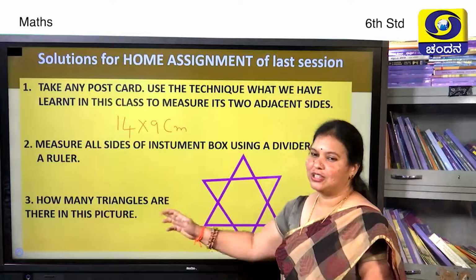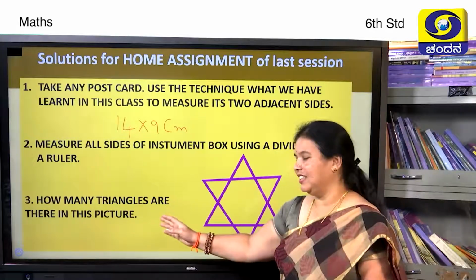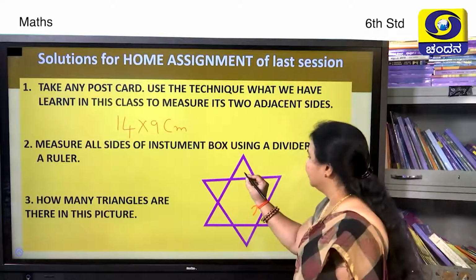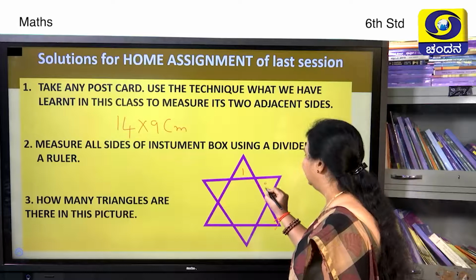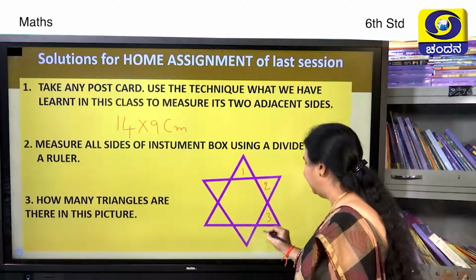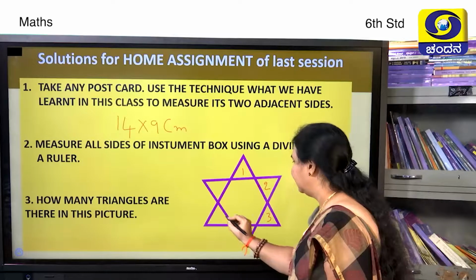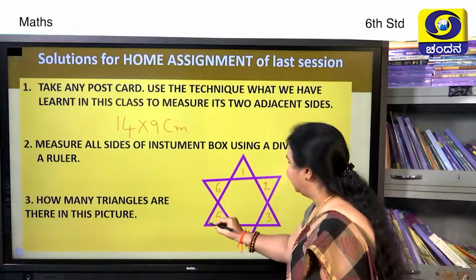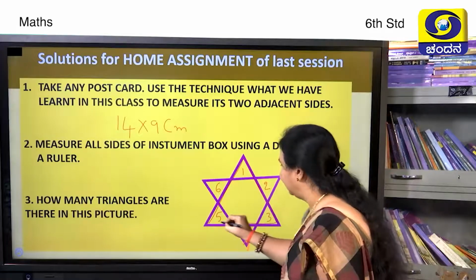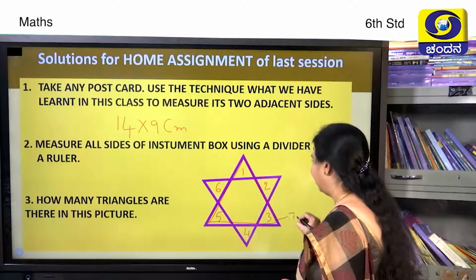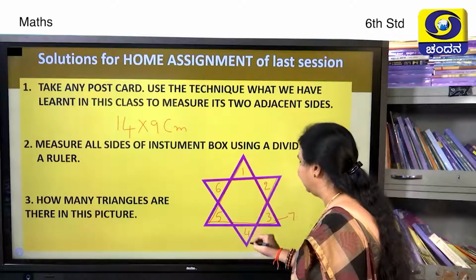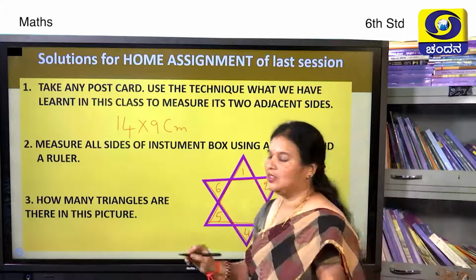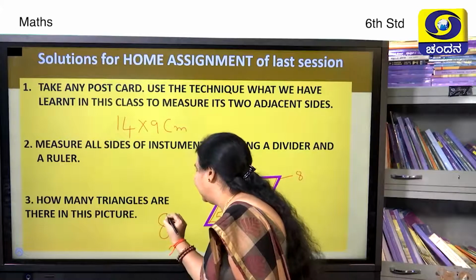Third one is to count how many triangles are there in this picture. Let us count now. 1, 2, 3, 4, 5, 6. Let us count this triangle as 7 and one more triangle as 8. So, in total we have 8 triangles.